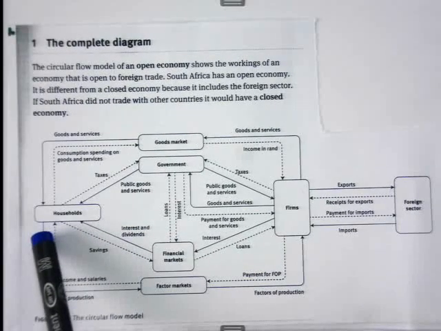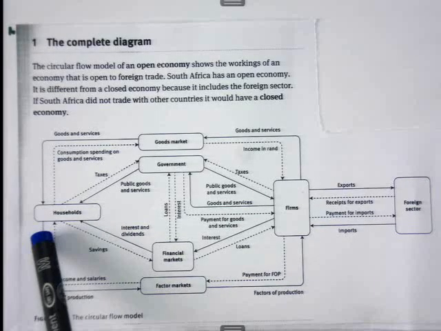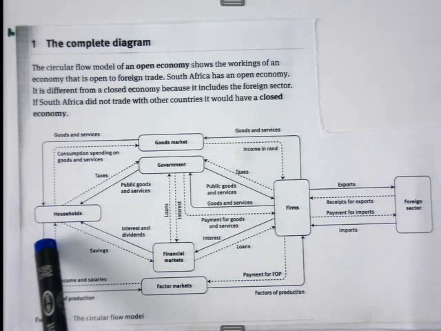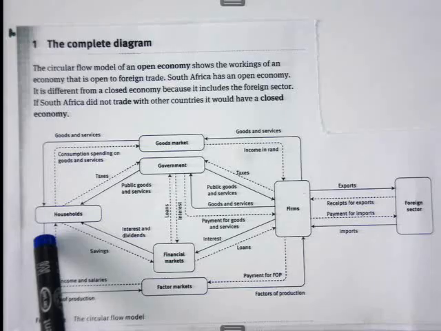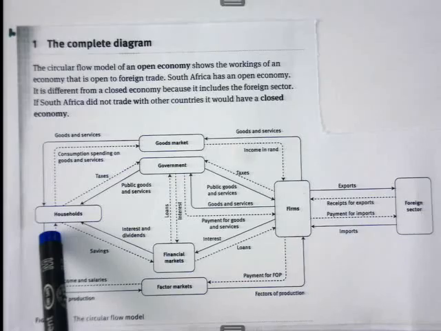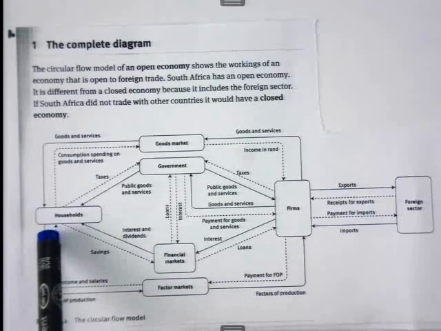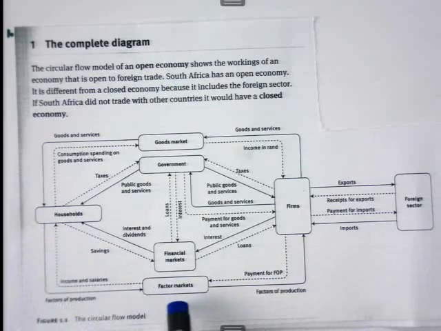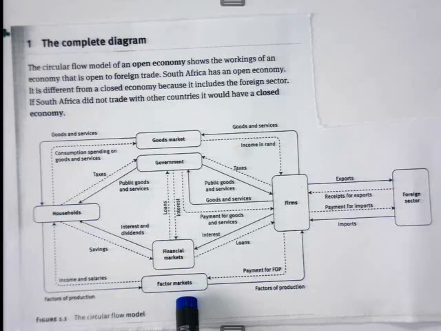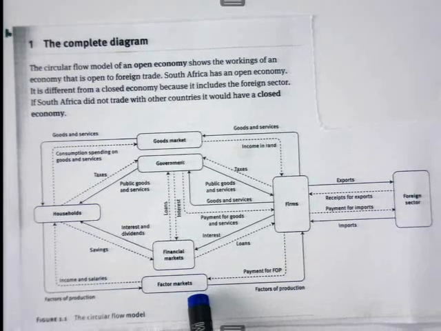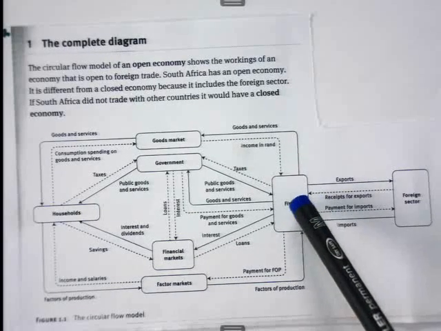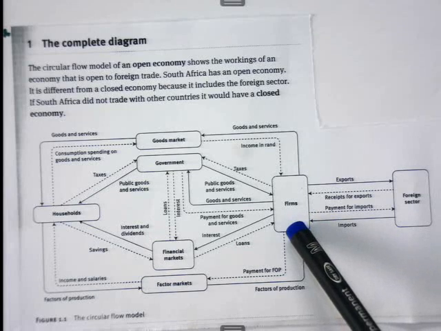Why do we have to start with the household? Remember, the household are the owners of the factors of production. Production starts with the household and it also ends with the household. They own directly and indirectly the factors of production. So when the household release their factors of production which they own, they sell the factors of production at the factor market. The factor market is going to sell those factors of production to the firms. Why are they sold to the firms? Because the firms need the factor inputs in order to produce.